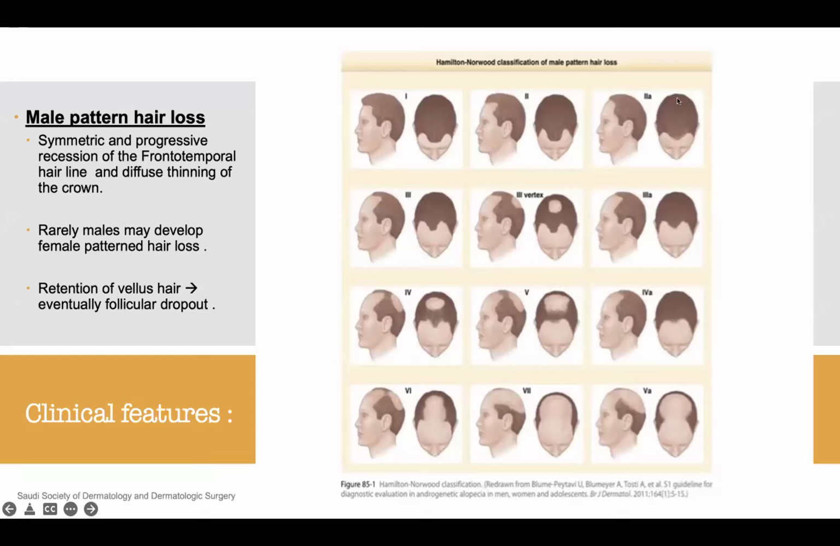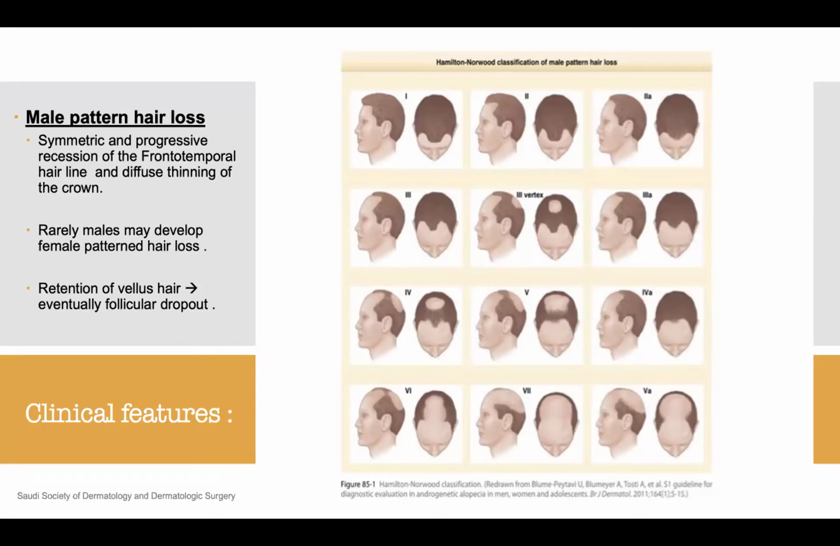Okay, the clinical features. In both men and women, the most common presentation is progressive, non-synchronized hair miniaturization. The end stage of hair miniaturization is the development of vellus hair. Because vellus hair is thin, short, and hypopigmented, it is nearly invisible on clinical examination.